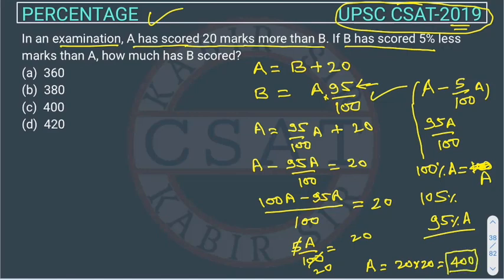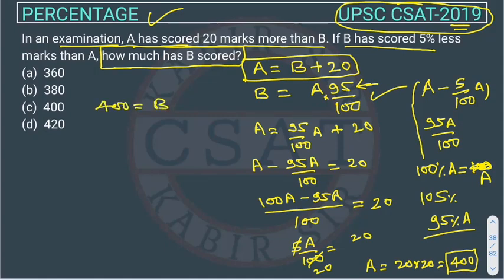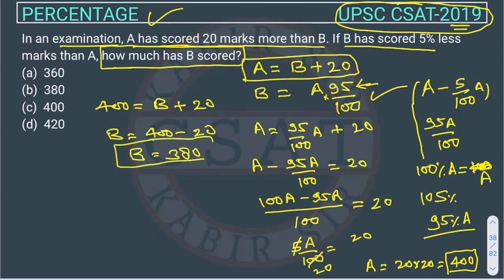Now what he is asking, how much B has scored. We have to calculate the value of the marks of B. So we have to put the value in this equation. We got 400 is equal to B plus 20. So B is equal to 400 minus 20. It will come out 380. So how much B scored? B scored 380 marks, right? So the answer is option B. I think everyone understood. If you still have some problem, you can comment and I will solve all your queries personally.